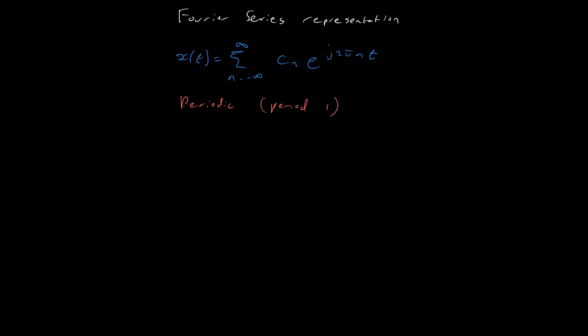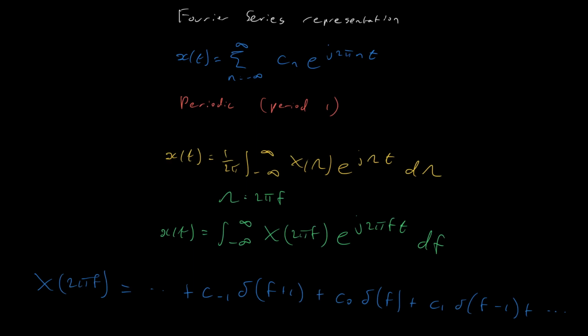We can think of the Fourier series as just being a special case of the Fourier transform. Indeed, we can obtain the same signal x of t using an inverse Fourier transform representation in the following way. In yellow, we have the standard inverse Fourier transform. If we replace angular frequency with frequency, we get this expression here in green. And comparing this expression in green with our Fourier series, we see that they match up if we choose our X of 2 pi f to be a pulse train of Dirac impulses to convert this integral to a summation.